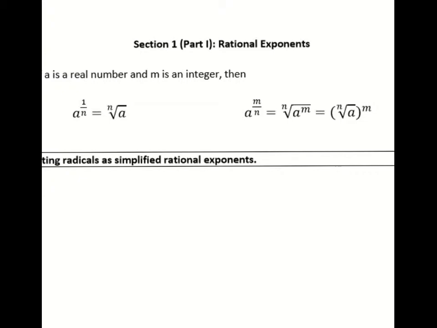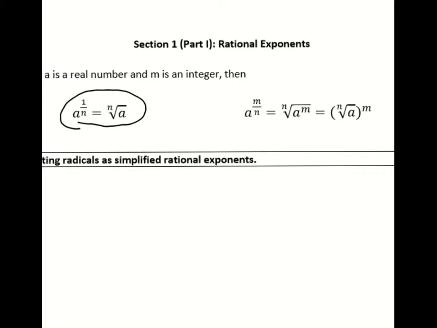So when you're given a rational exponent, to make it a radical, you would take the denominator of the fraction and make it your index. That tells you what type of root you're finding. And you would take the numerator of the fraction and make it your exponent on the inside. So a to the 1 over n would be the nth root of a.